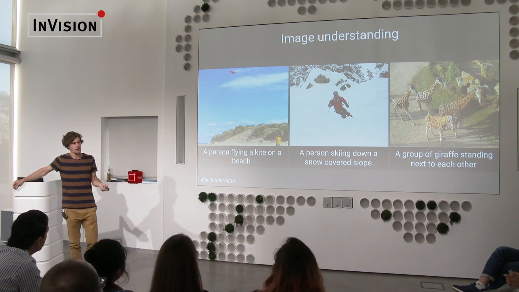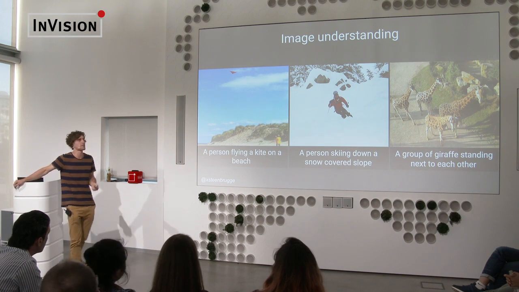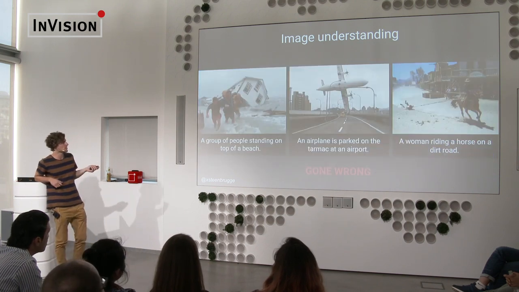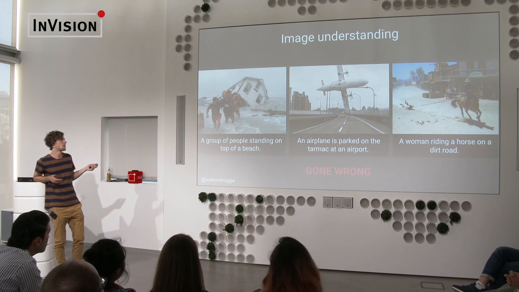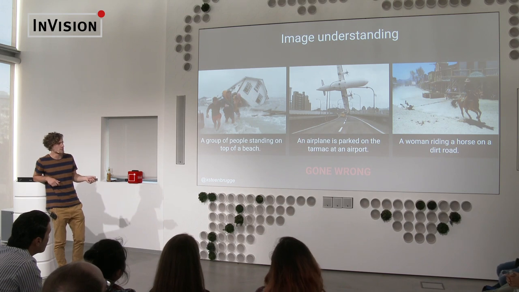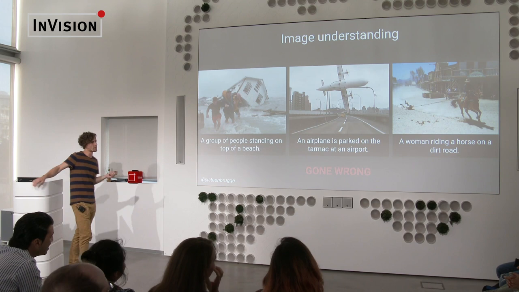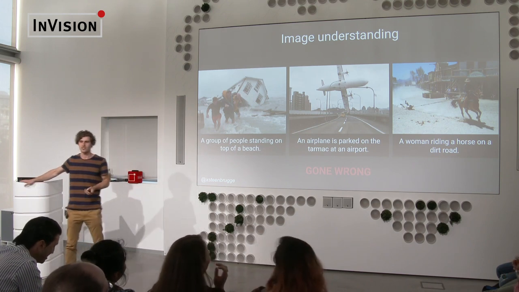But then on the bottom of the article, there's a very small link to the paper, which nobody ever clicks. But if you click the paper, then you see these examples. And it says a group of people standing on top of a beach. Well, kind of, but not really. Or an airplane is parked on the tarmac at an airport, right? Not what's going on. And so what is happening here is kind of obvious.